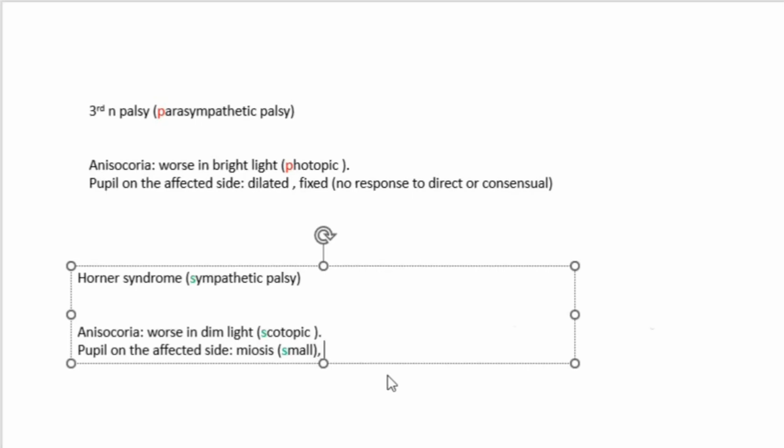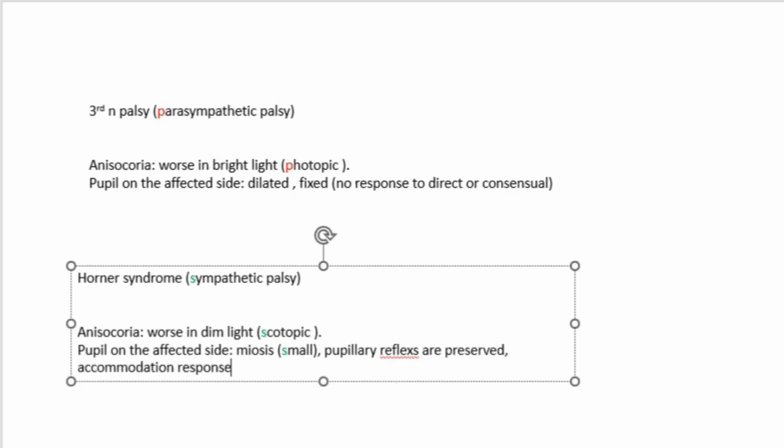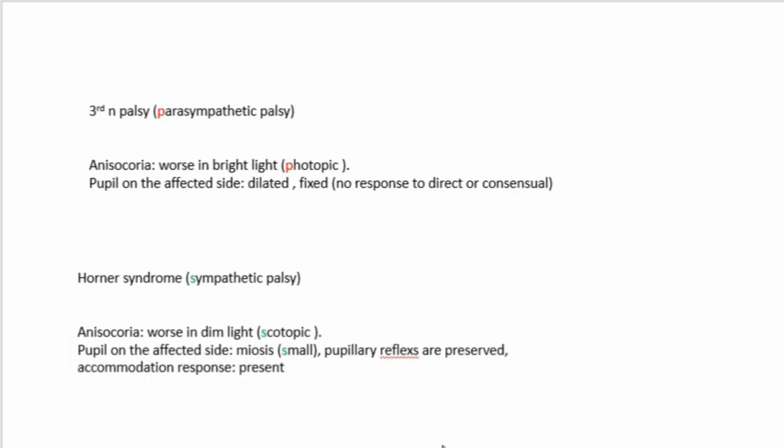And how about light reflexes? If you shine light on the Horner pupil, the reaction will be present. So it's not affected. Pupillary responses or reflexes are preserved. Because in pupillary reflexes, we need only the optic nerve and parasympathetic. There is no role for sympathetic here. So pupillary reflexes are preserved. How about accommodation? Accommodation will be present.